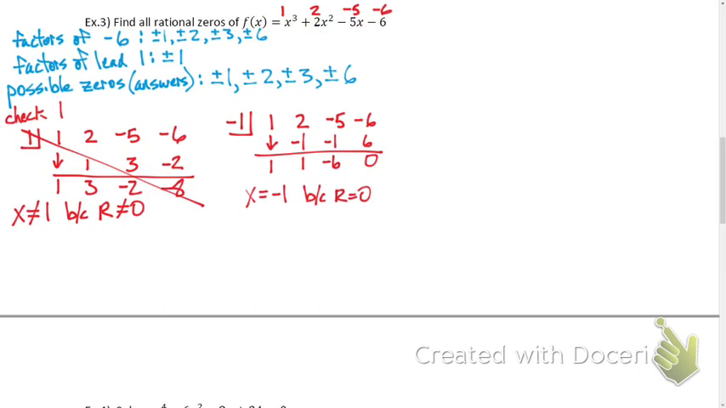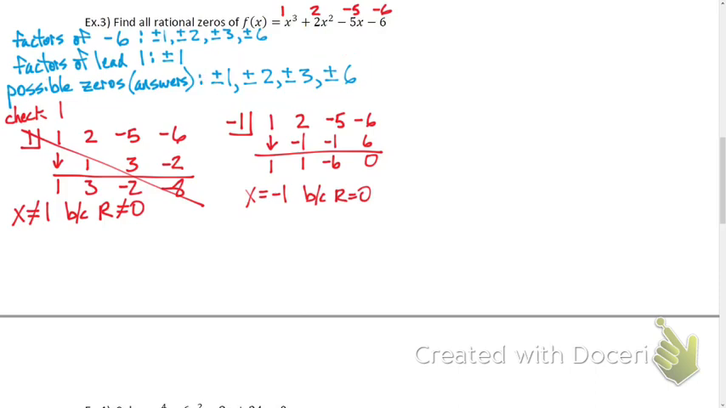All right? So what you can do is you can keep guessing and try and get the other two zeros because I see an x cubed in the equation. That means that there's 3 answers. So that means 3 of these were correct and will give us a remainder of 0.